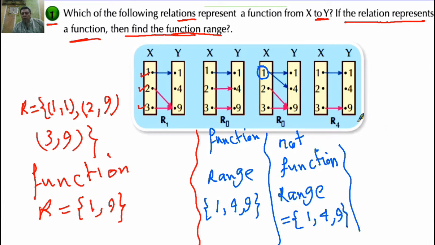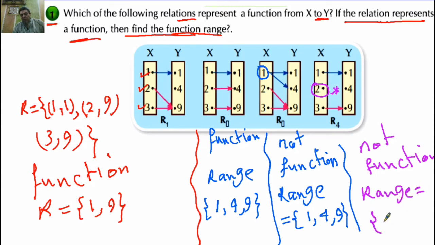Relation number 4, R4: (1, 1), but 2 is not connected with an element in Y. Then this relation is not a function, because the element 2 does not appear as a first projection in the relation. The range of the relation equals {1, 9}.